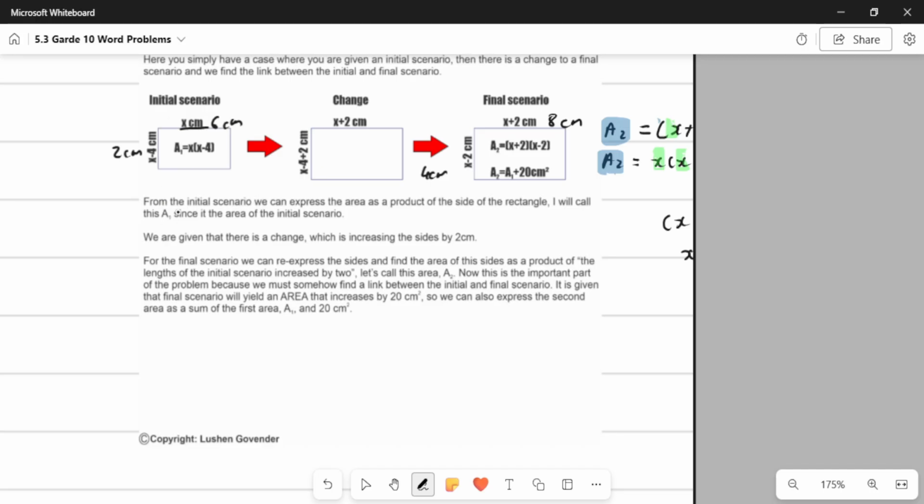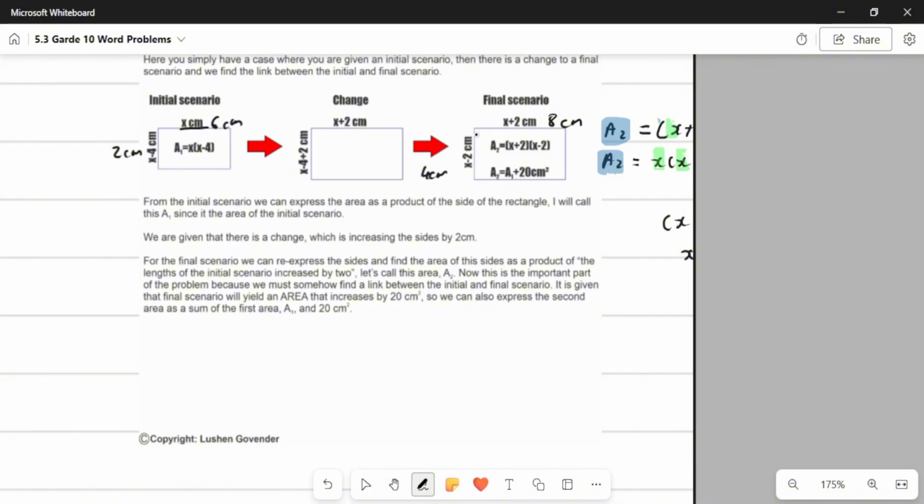And we'll call this area 1, since it's the area from the initial scenario. We're then given some change, which is increasing the sides by 2 centimeters. So we added 2 centimeters to both sides. So now we can go to a final scenario. So for the final scenario, we can re-express the sides and find the area as a product of the lengths of the initial scenario increased by 2. Right? So that's a lot of words.